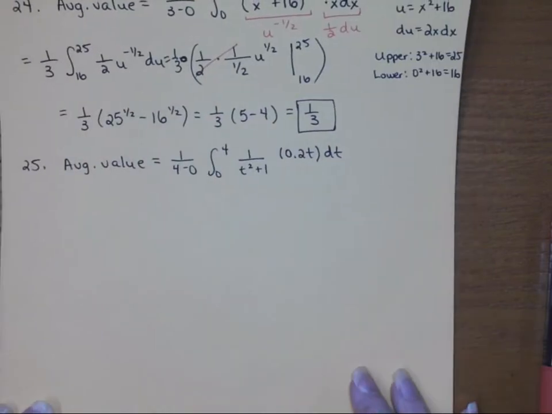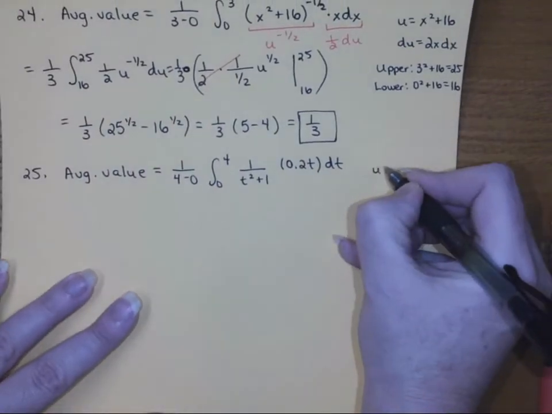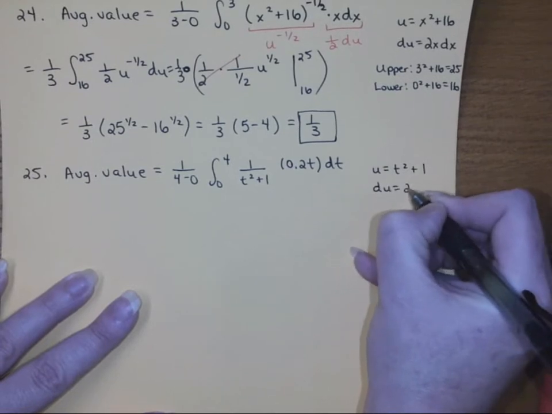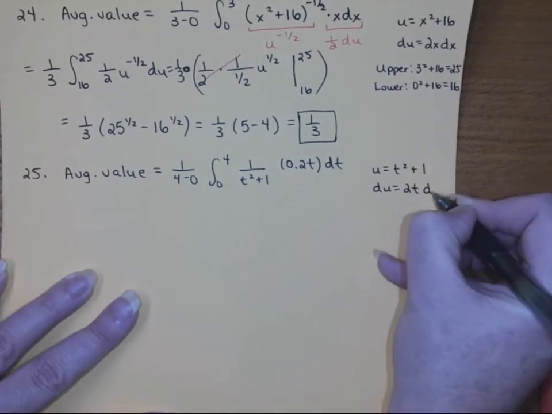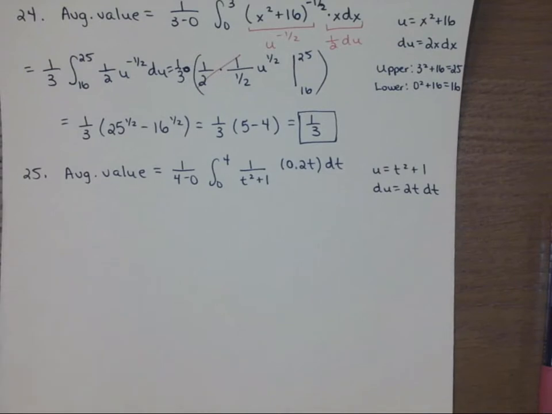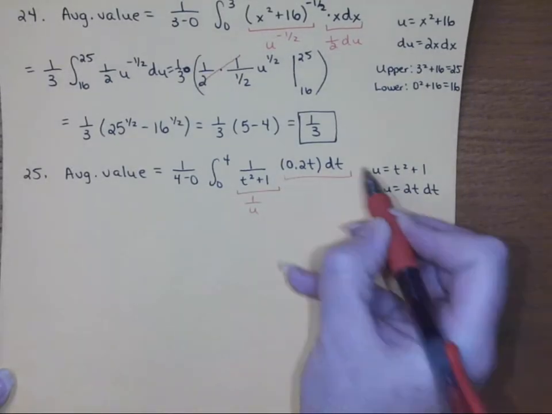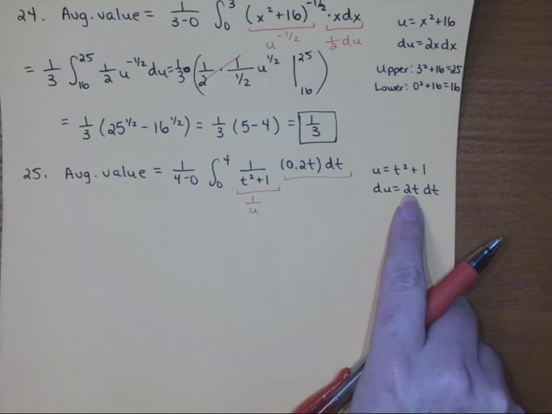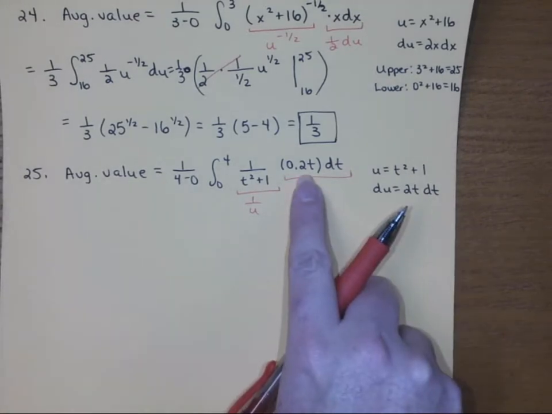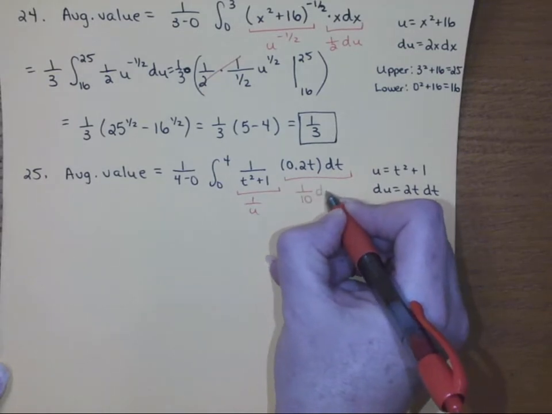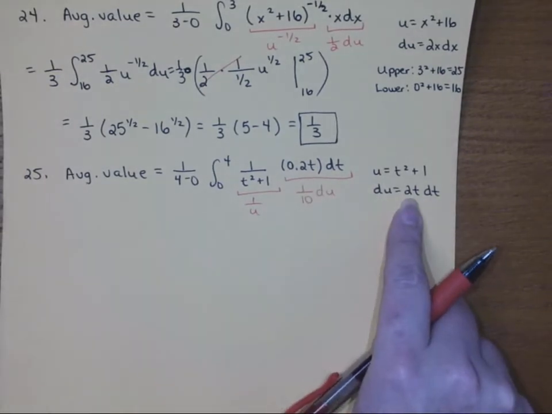So again, 2 parts means substitution. So u is going to be t squared plus 1. du is going to be 2t dt. Okay, so you can think about this in a couple of different ways. One is this is 1 over u. This doesn't match this, but notice it's almost right. It's just there's a decimal point there. So really we just need to divide by 10. Think about if you divided 2 by 10, you'd get 0.2.